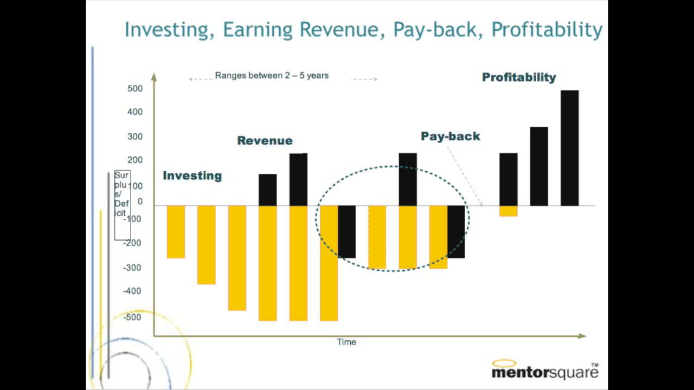So every business has to go through this cycle. You have to be very well aware of this, but very, very realistic in planning and budgeting how much money you need to reach that stage of payback, because most entrepreneurs have difficulty in computing this.